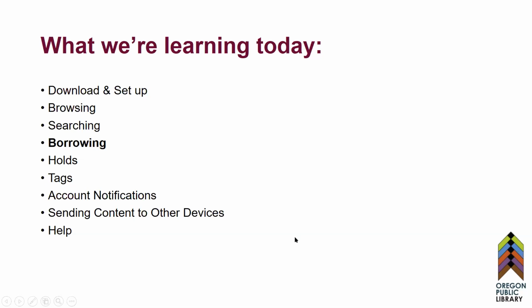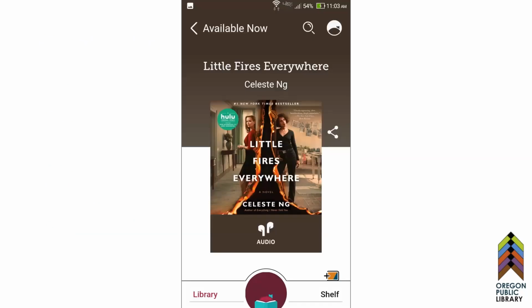Next, I'm going to talk about how to check an item out. So how to borrow something. So today when I was scrolling through and looking for books, I decided I wanted to check out Little Fires Everywhere by Celeste Ng, the audiobook. So I found this one and it's available now, so I can check it out right now.